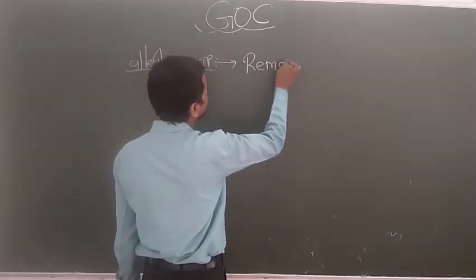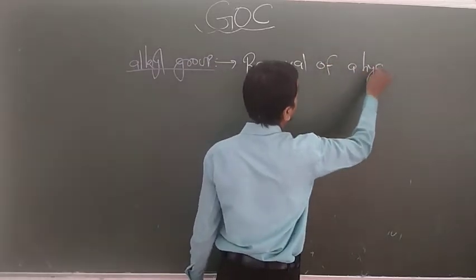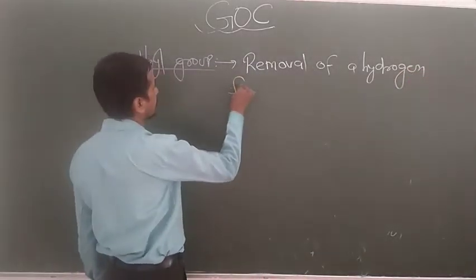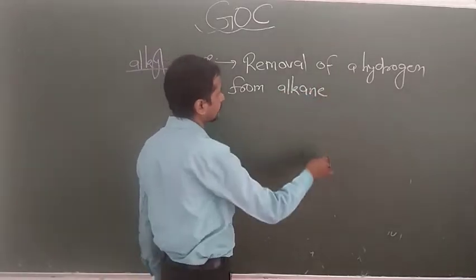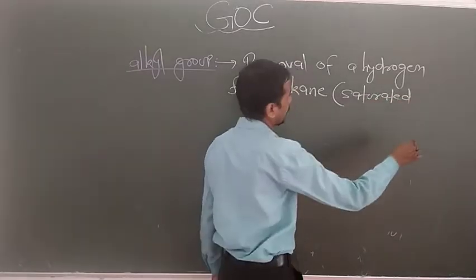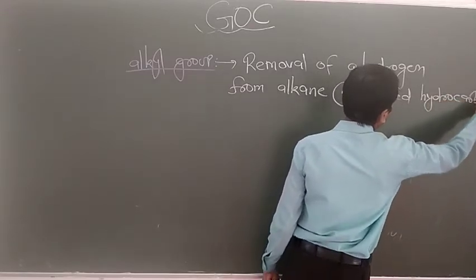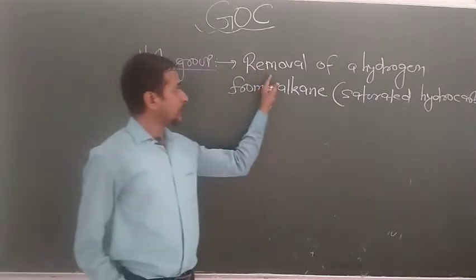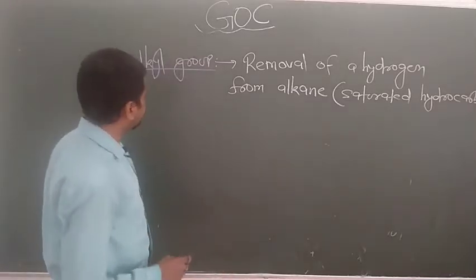This group is formed by removal of a hydrogen from alkane. Alkane is basically a saturated hydrocarbon. So how is this group formed? Removal of a hydrogen from alkane forms the alkyl group.